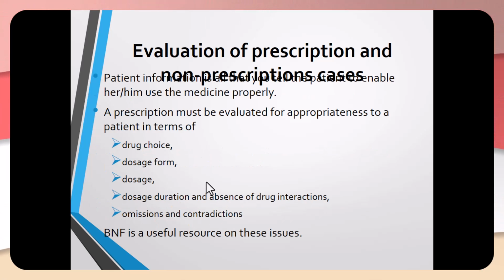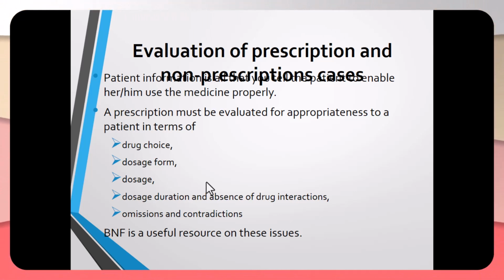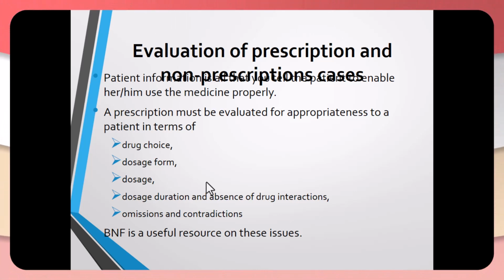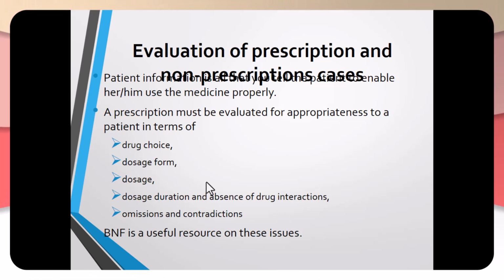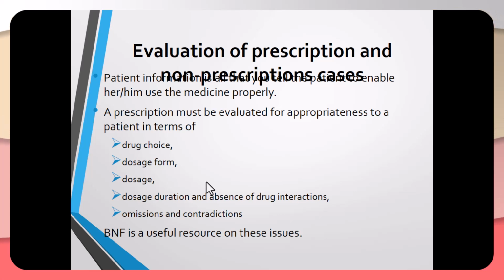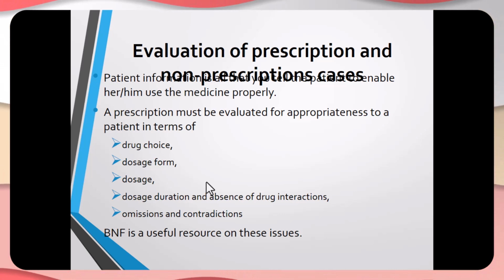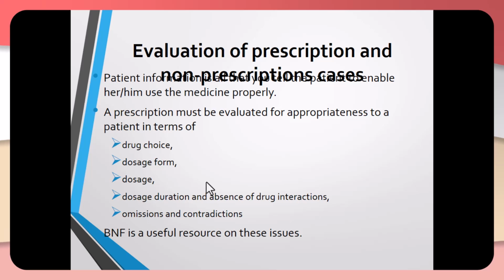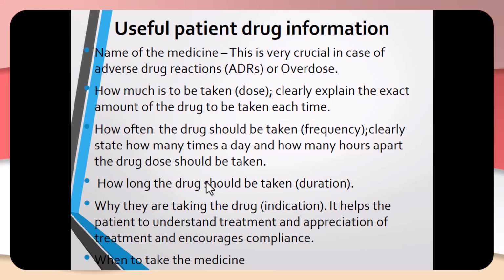How do you evaluate prescription and non-prescription cases? So the patient information is the one to guide you to grade whether this is a prescription case or a non-prescription case. So a prescription case must be evaluated for appropriateness to the patient in terms of drug of choice, and then dosage form, and then dosage duration and absence of drug interaction, omission, and contraindications. And then when we look at the British National Formulary, it is a useful source for all these issues.